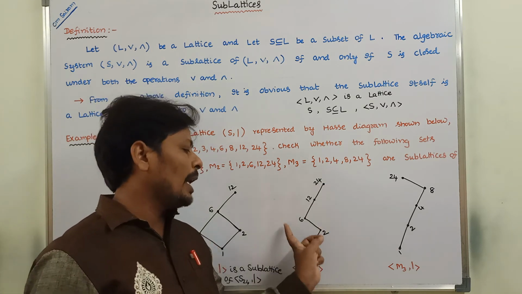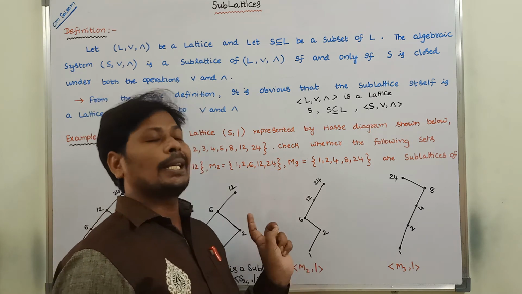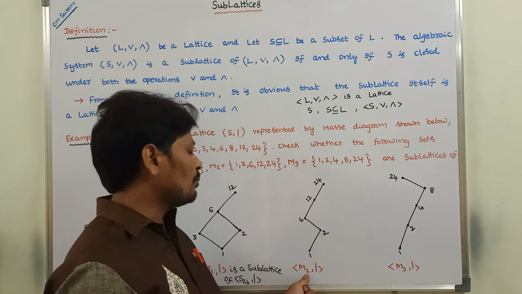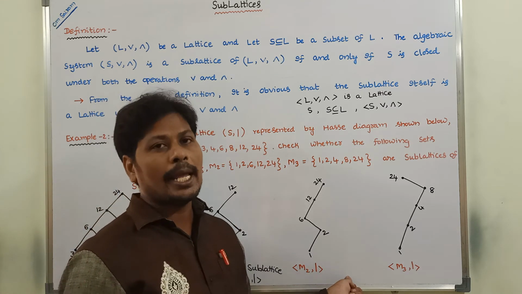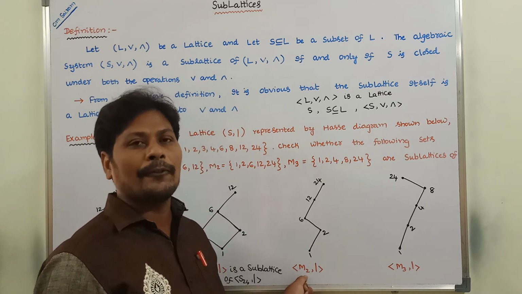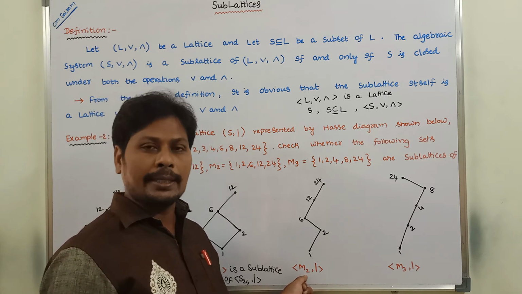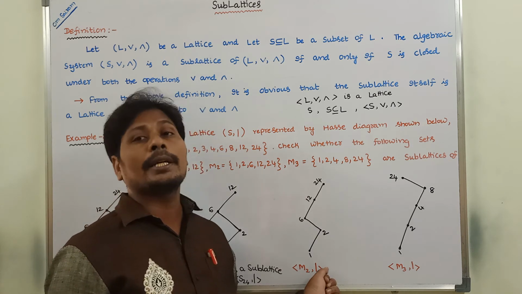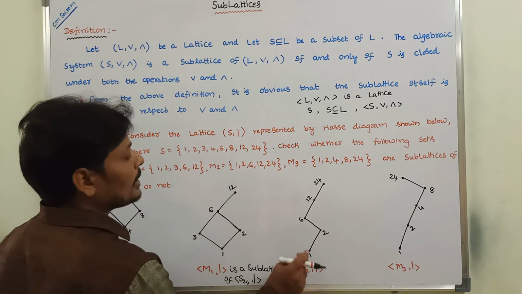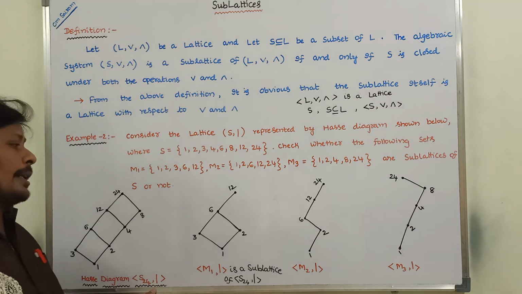We can take any pair of elements of M2, and both the least upper bound and greatest lower bound exist. So M2 comma division relation is a lattice, because for any pair of elements of M2 both the least upper bound and greatest lower bound exist. Now, M2 comma division relation is a sublattice of S24 comma division relation.